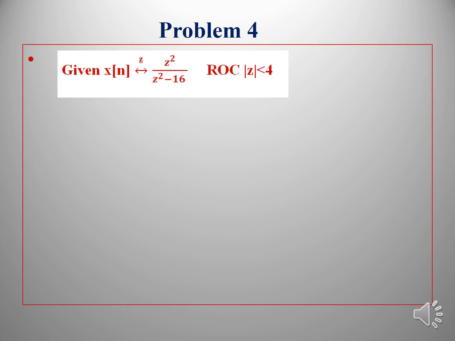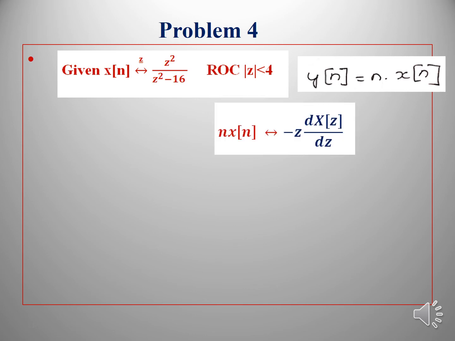The next problem is on given x of n is equivalent to z squared divided by z squared minus 16, the region of convergence is less than 4, is this given Z transform, and it has been given that y of n is equivalent to n into x of n. We need to determine the equivalent y of z.